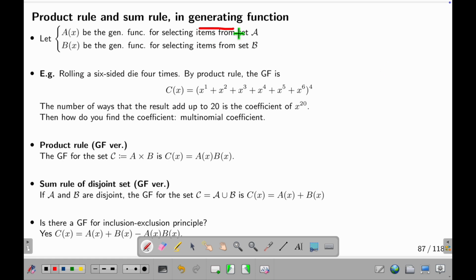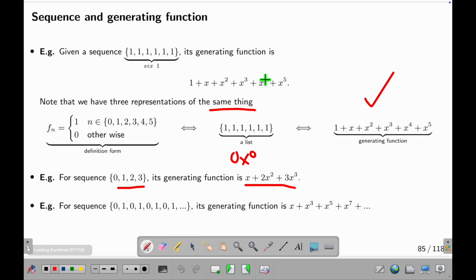What does generating mean? Generating means the following. This expression looks very innocent. Let me tell you. This expression, just a math equation, is 6 sentences. What 6 sentences? First sentence, there is 1 way for you to select nothing.